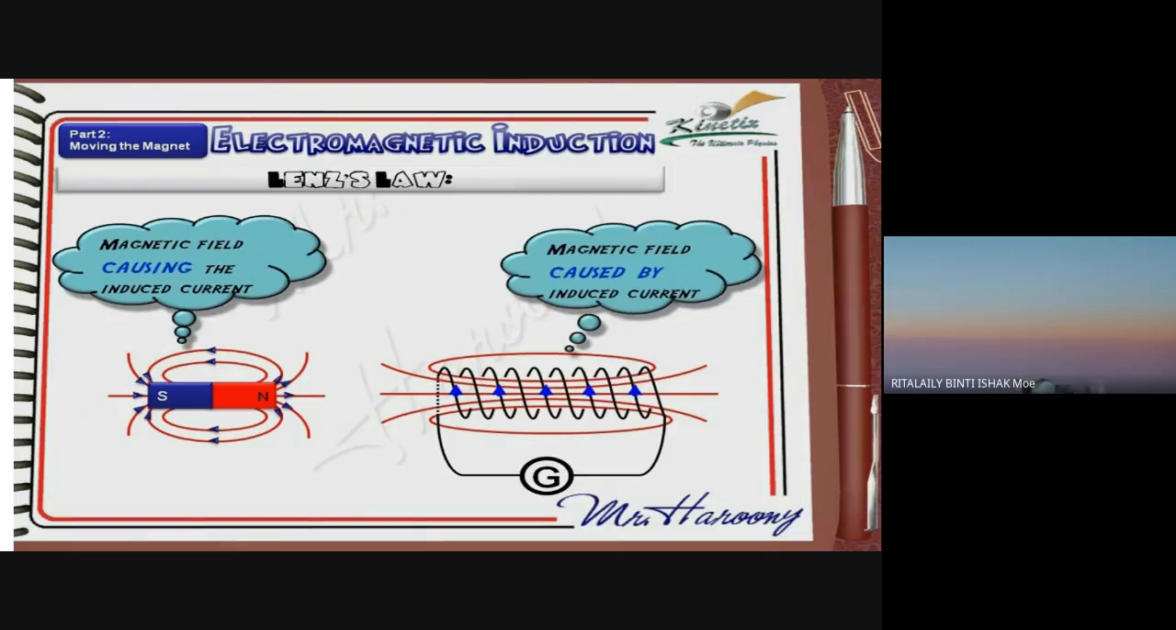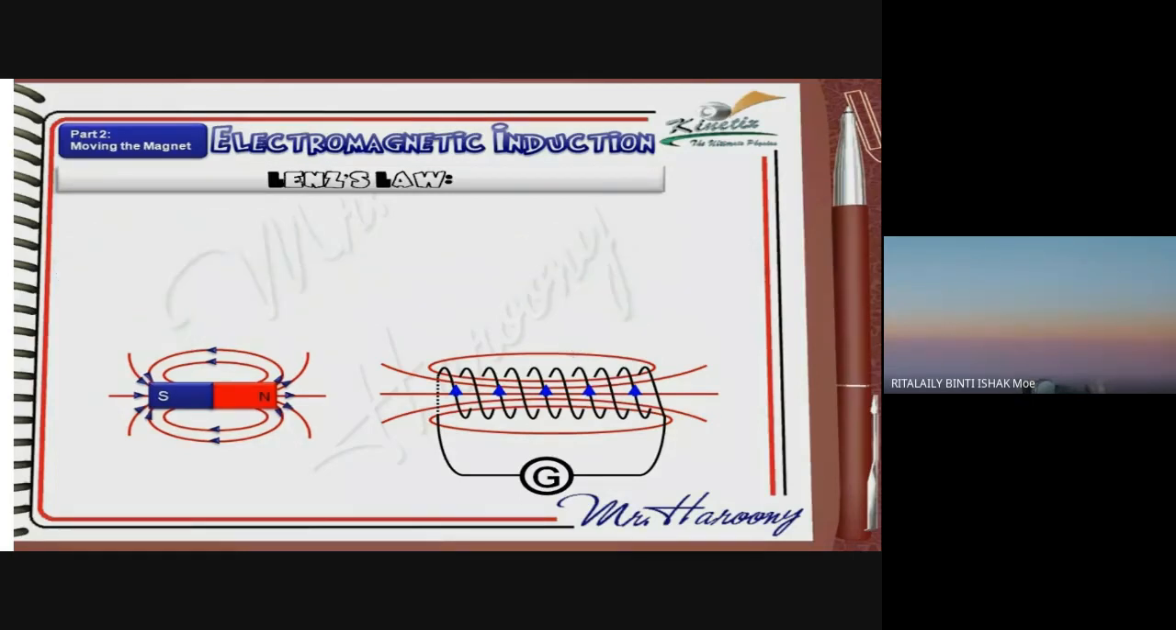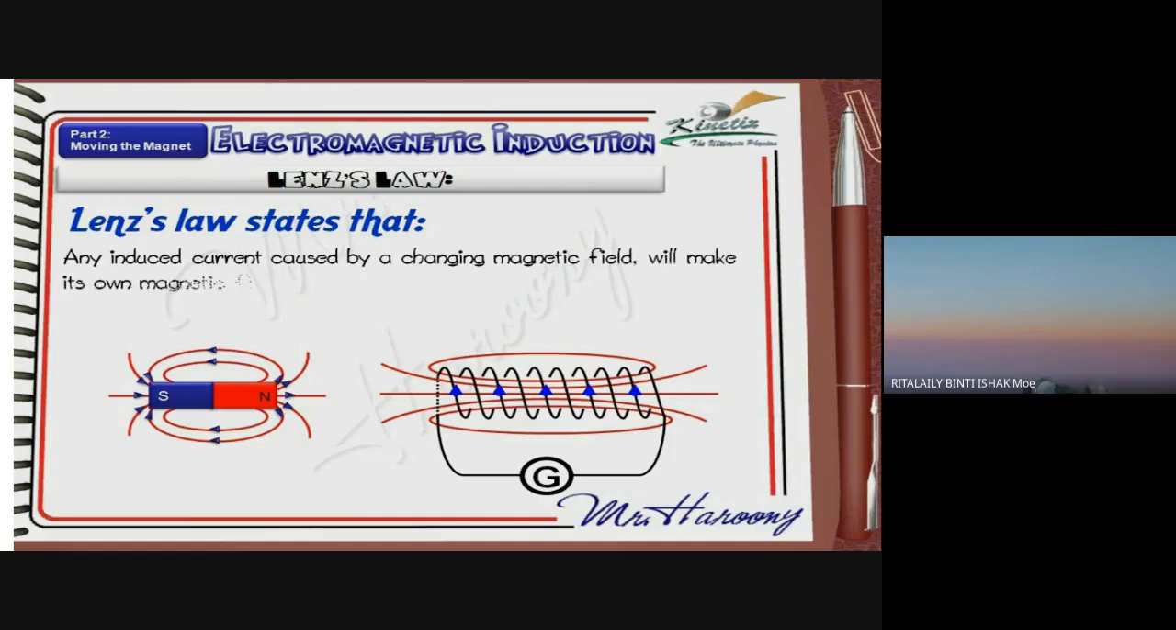Lenz's law tells us that the magnetic field caused by the induced current will oppose the effect of the magnetic field of the magnet that causes the current. So according to the previous explanation, we can say that Lenz's law states that any induced current caused by a changing magnetic field will make its own magnetic field that opposes the effect of the magnetic field that created it.